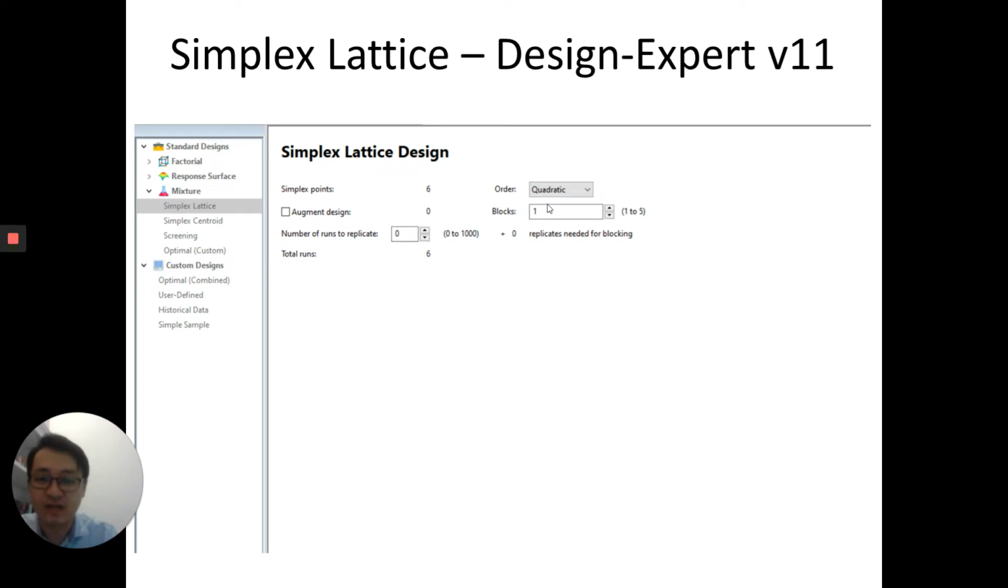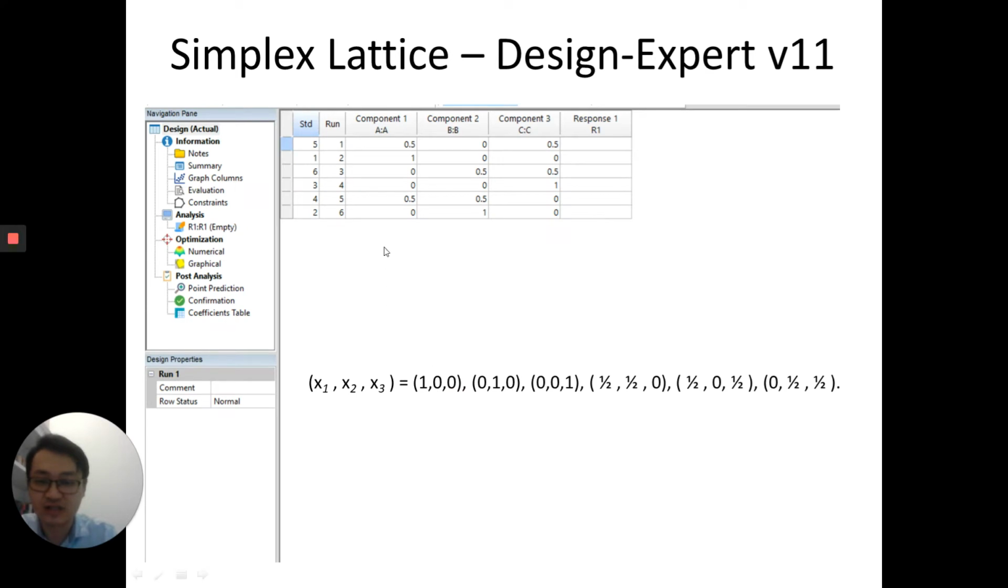Quadratic means the m equal to 2. Okay. From here, quadratic, the order is power 2. It means m equal to 2. So you will have 6 runs like I previously mentioned. So when you click next, you will go to response, and then click another next, you will come to this page. And then there are 6 runs from here, with the combination of the pure blend and binary blend. So you have 3 components and your m equal to 2.